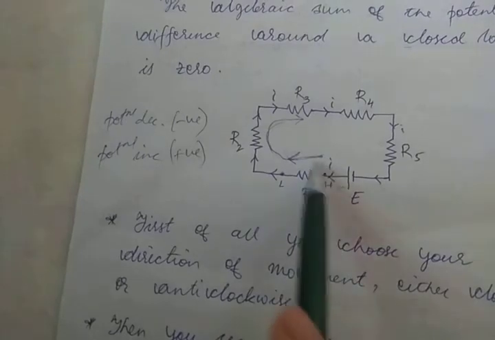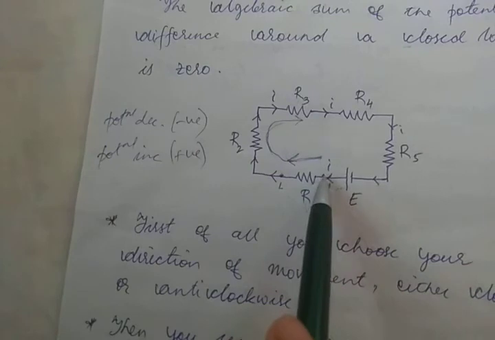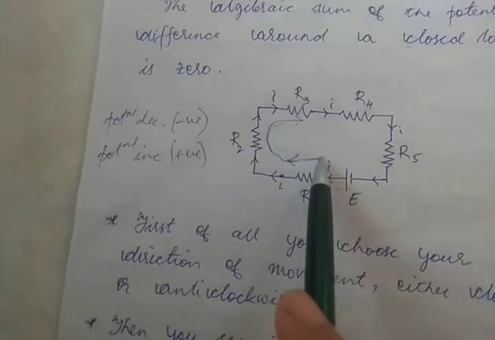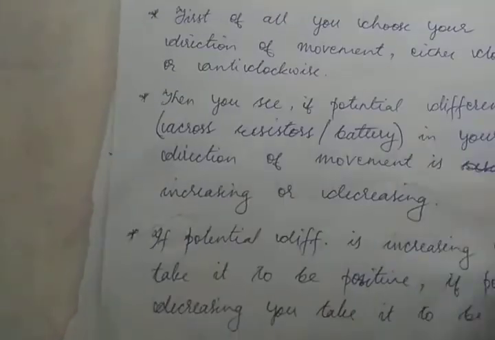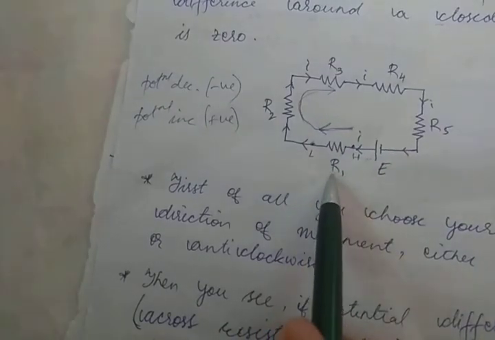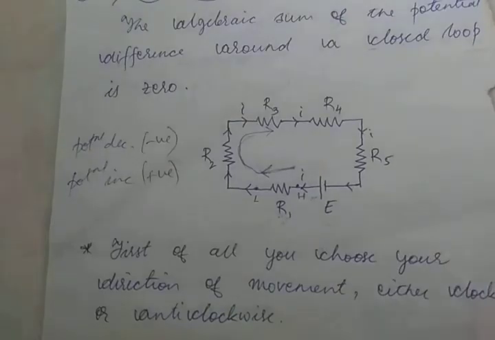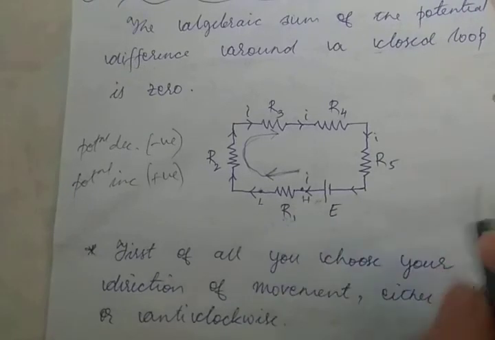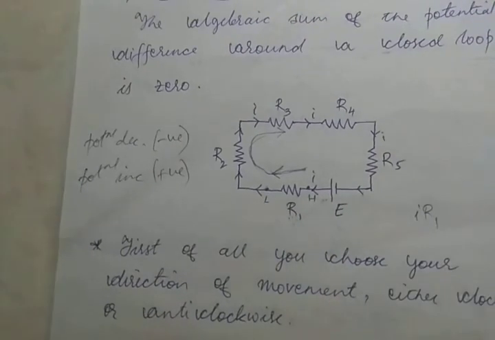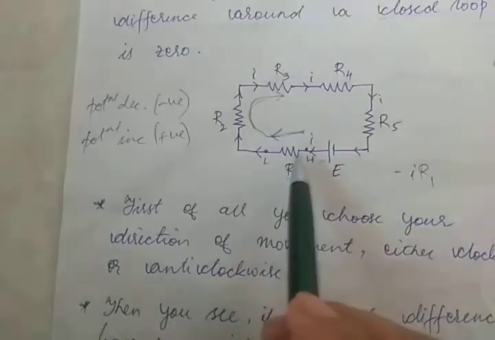So when we come across resistor R1, we are moving in a direction from higher to lower potential. The current flowing is I, and the resistance of the resistor is R1. So the potential difference across the first resistor will be IR1 from Ohm's law. In fact, this will be minus IR1 since we are moving from higher to lower potential. So we are done with this.